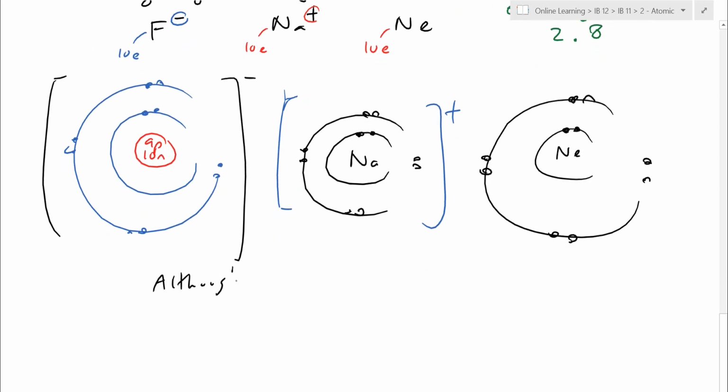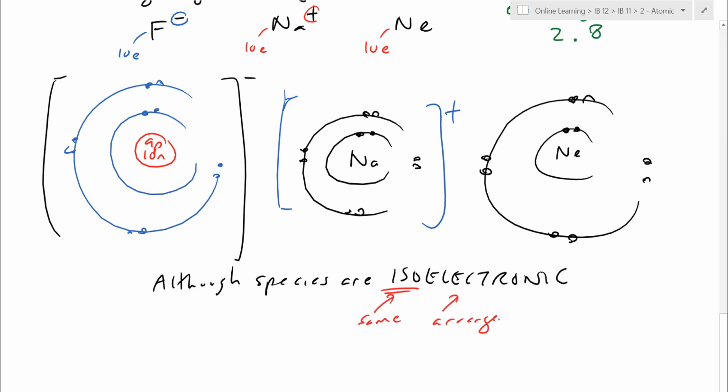Although these species are, here's another ISO word for you, they are isoelectronic. Again, remember when we saw isotope, iso means something is the same. This time, the thing that's the same is they actually have the same arrangement. They actually have electrons in the same orientation, 2 in the first shell, 8 on the next shell.